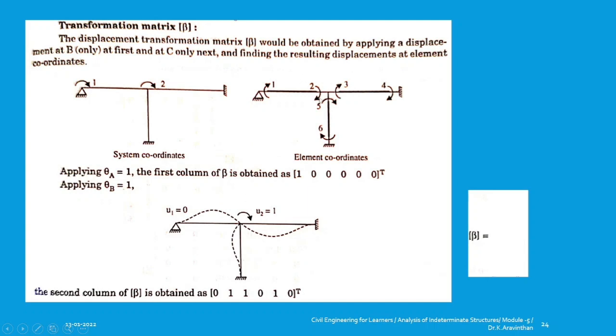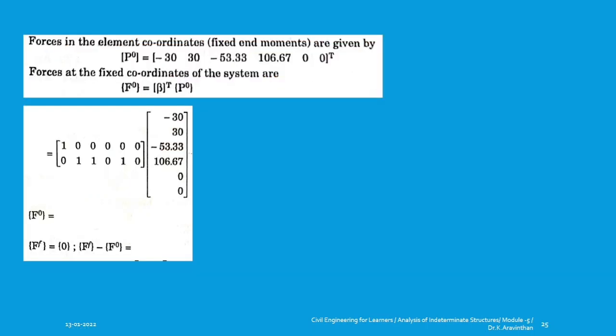So how many members are connected with this joint will have the unit moment. Okay, now you got two beta matrices. Since you have Ki as 2, you will be getting two beta matrices. So it is compiled here, and you got 1, 5 zeros and 0, 1, 1, 0, 1, 0 as your answer. 2, 3, 4. Step number 4, forces in element coordinates, that is P naught.